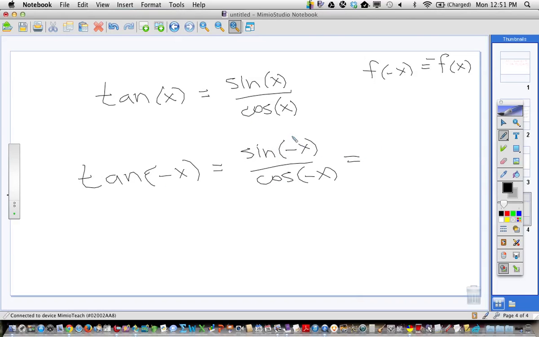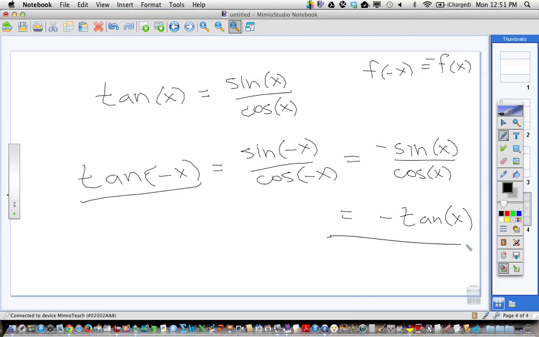All right? And we talked about this now. What kind of function is sine? Odd. So sine negative x could be written as negative sine x. Cosine is an even function. Cosine negative x could be written as cosine x. What's negative sine x over cosine x? Negative tangent x. So therefore, opposites in, opposite out. Tangent negative x is equal to the opposite of tangent x. That makes tangent an odd function. That's what I would be looking for on that one.